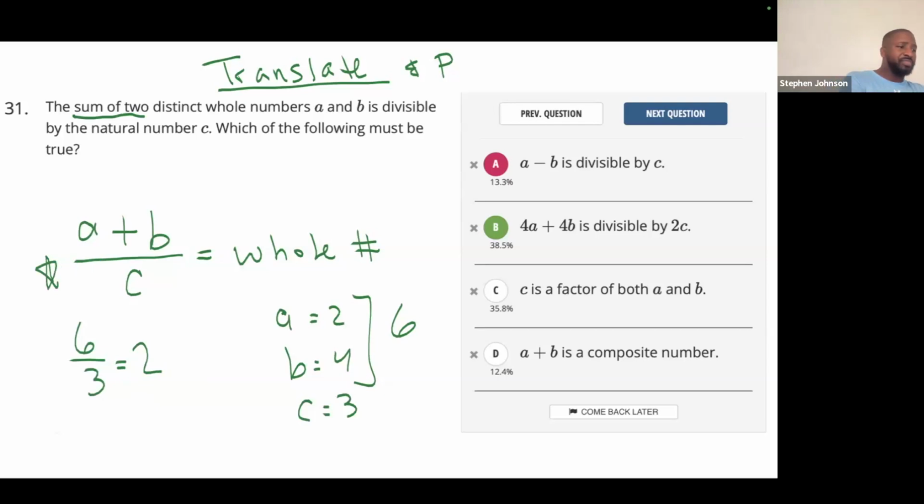So again, this strategy of plugging in your own numbers, PIYON, I forgot to finish writing it down, is useful anytime you have variables in the answer choices. So that's the key. That's how you know the strategy can be used. All right, so let's see. A minus B is divisible by C. If I did that, that would be 2 minus 4, which is negative 2, divided by 3. Nope, because that's not going to give me a whole number. So that's why A is gone.